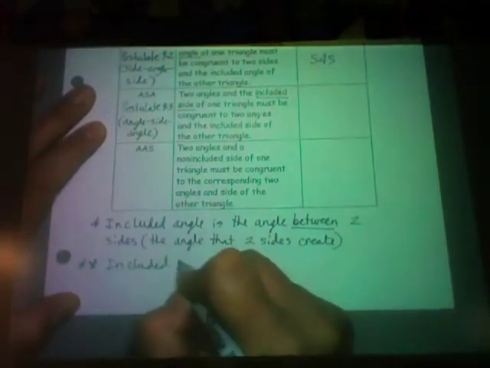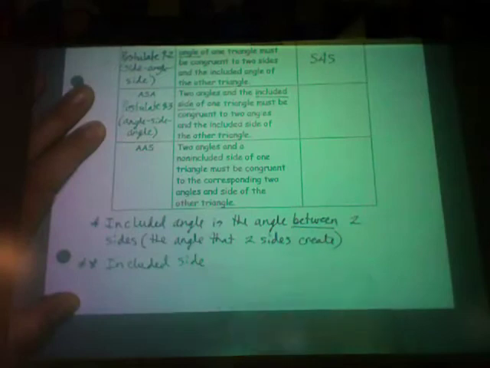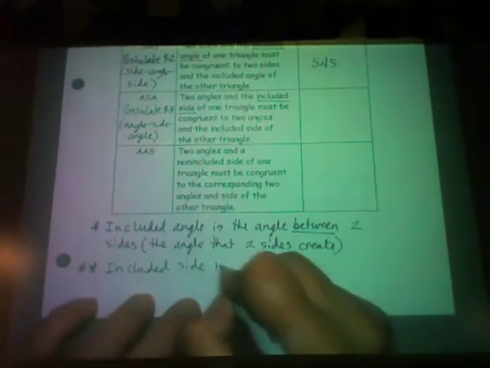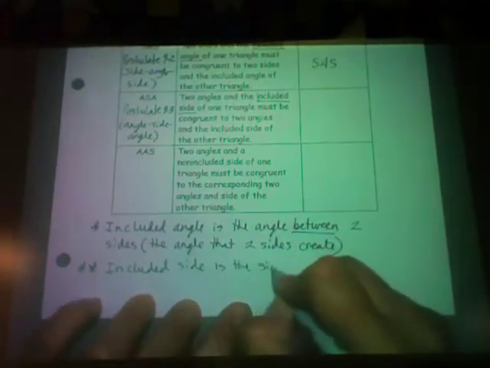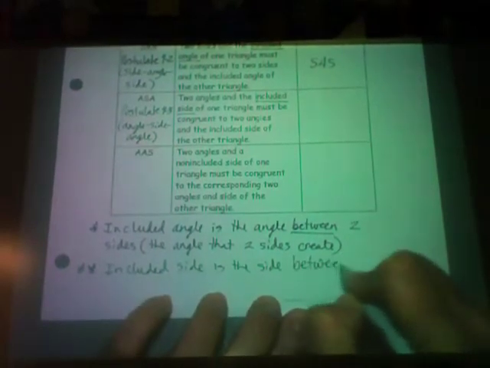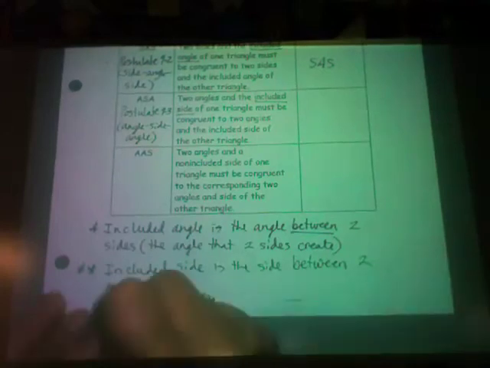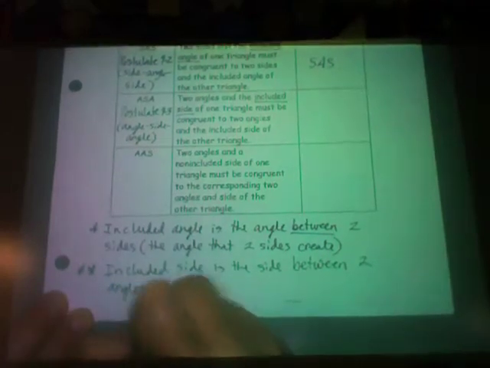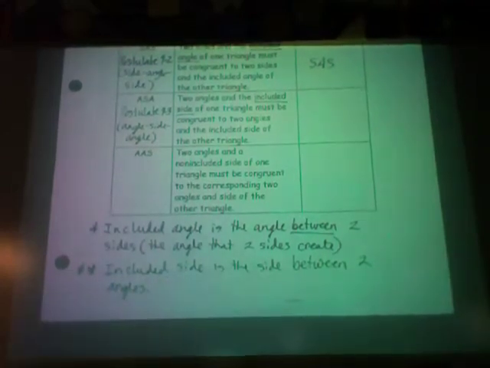But right down at the bottom, the included side is the side between two angles. Or you can think of it as a side that has two angles bordering it, one on either side.